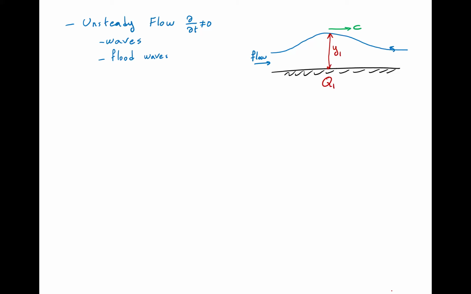But farther downstream, depth is y2. The flood has not reached there yet, and the discharge is the normal discharge in the river, whatever it was, it's still there. It's going to go up at some point when the flood arrives, but we're not there yet. So what happens if we have unsteady flow like this? First of all, the first thing you will notice if you're looking at sections 1 and 2 is that discharge at section 1 is not equal to discharge at section 2.